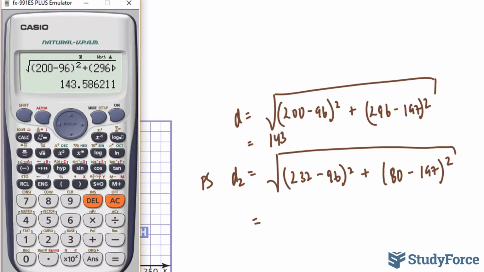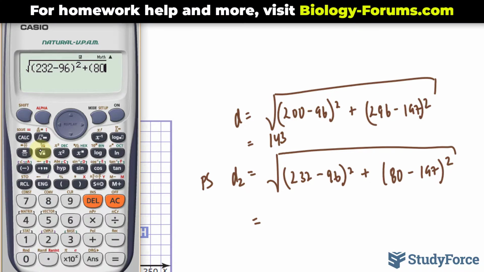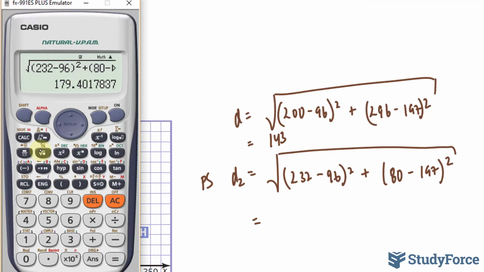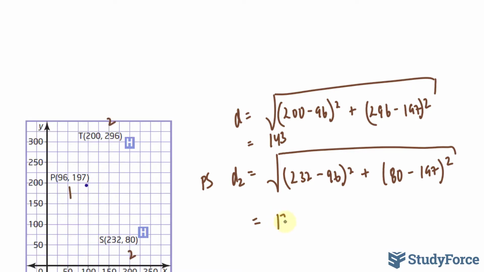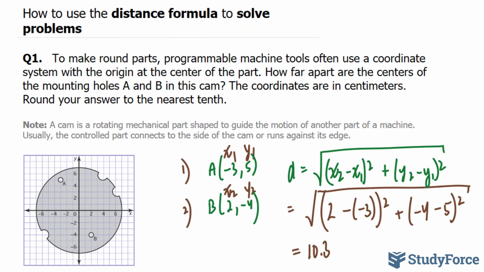Let's do the same thing for the other one. Let's start off with the square root of 232 minus 96 raised to the power of 2 plus bracket 80 minus 197 raised to the power of 2, and we end up with 179. So it's best that the helicopter go to the hospital in Timmins because it's a shorter distance of 143. And so there you have it, 2 examples on how to use the distance formula to solve problems.